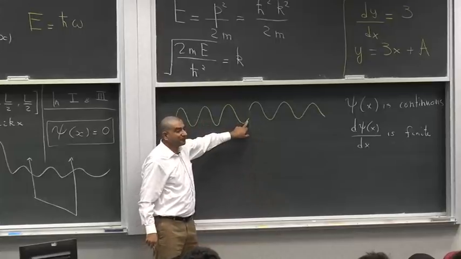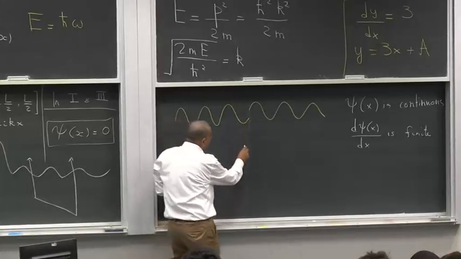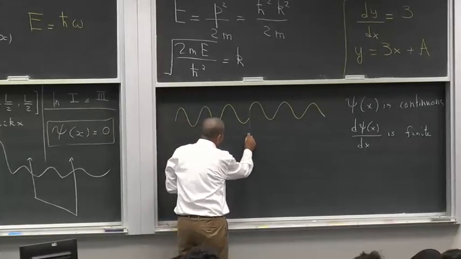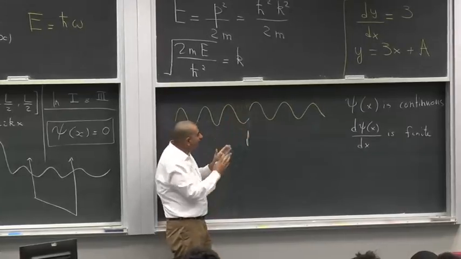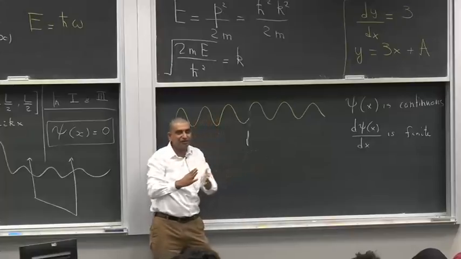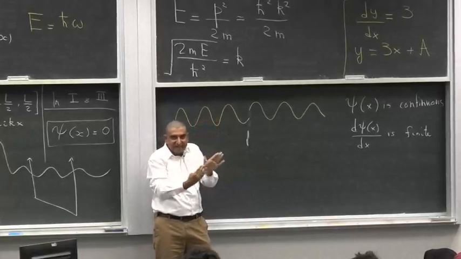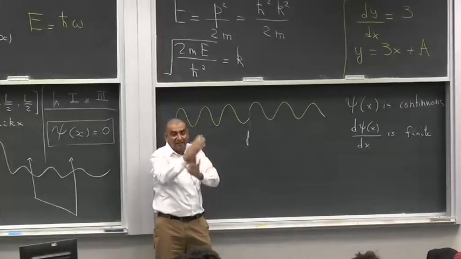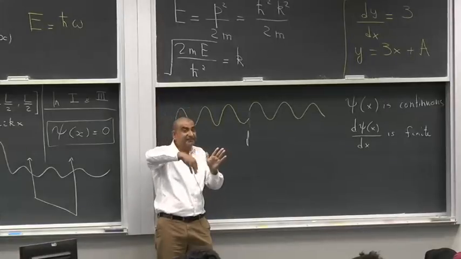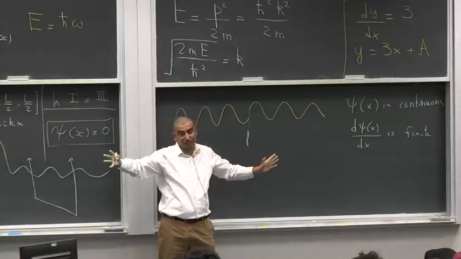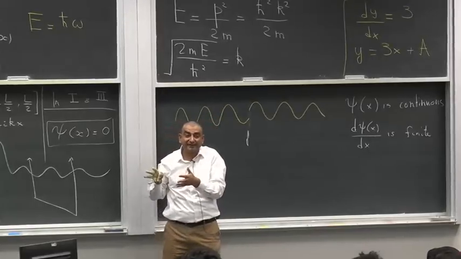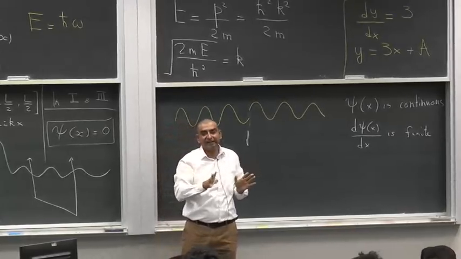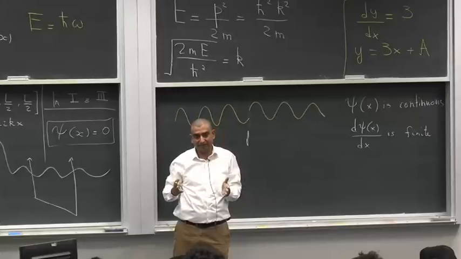If I were to make a function of this kind, here I would need a wave of zero wavelength. I would need an additional wave compressed into this small region, which is of zero wavelength. Zero wavelength means infinite k. Infinite k means infinite energy. So this is not possible. So the key idea is that the wave function is always smooth. It cannot change abruptly. All right?